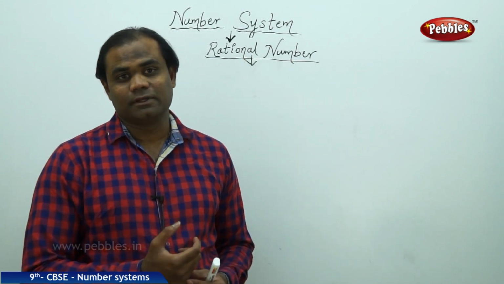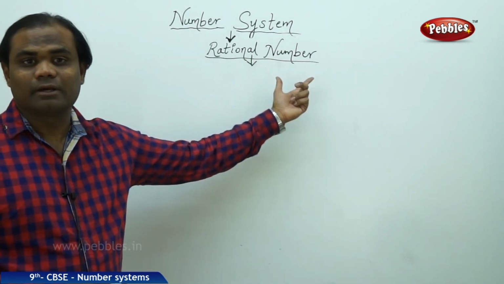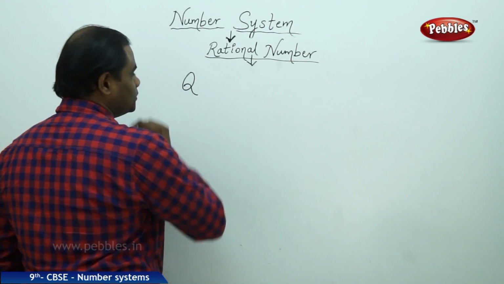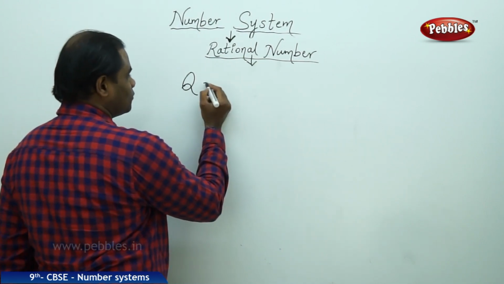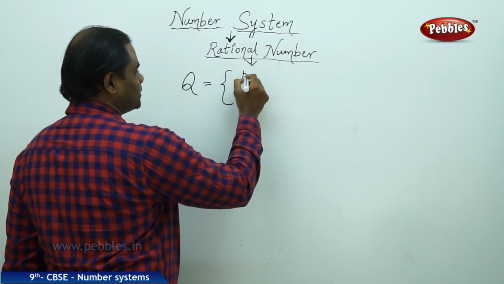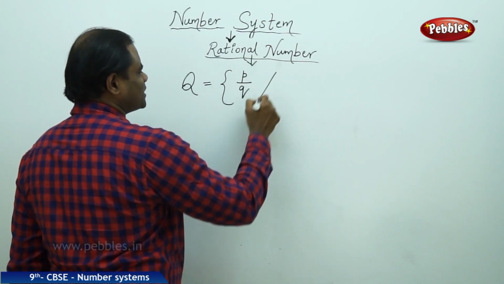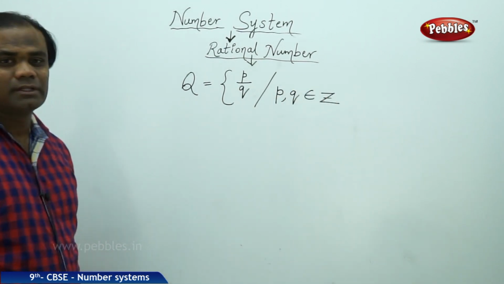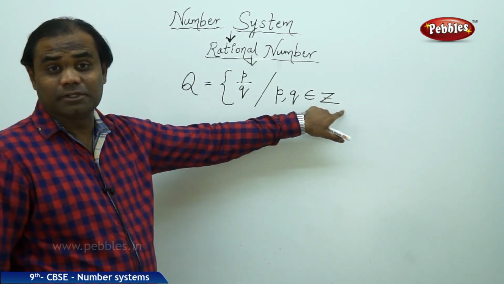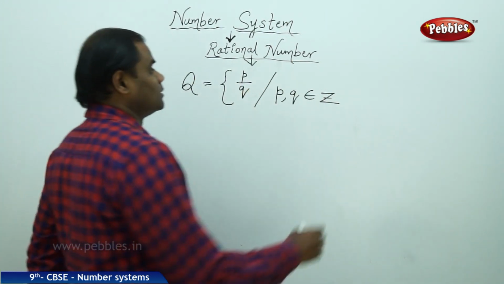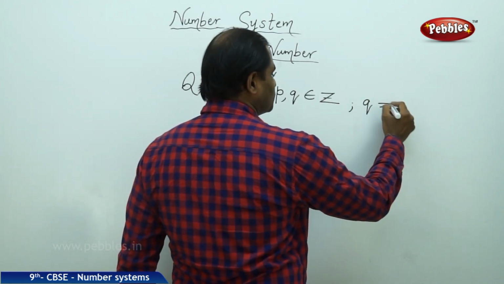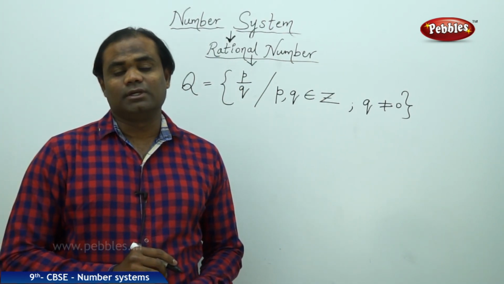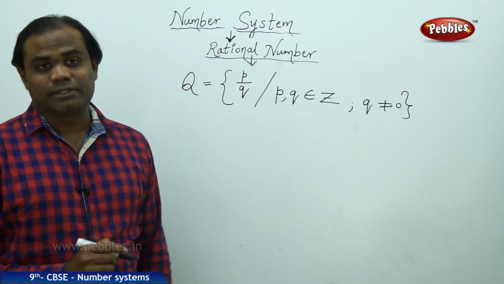So let's see in brief the definition of a rational number. A rational number is denoted by capital Q, and it is defined in set form as all the numbers which can be written in the form P by Q such that P and Q are integers. The condition being that the numerator and the denominator must be integers in the fraction form P by Q, and most importantly, Q should not be equal to 0. The denominator should not be equal to 0 is how we understand the set of rational numbers.